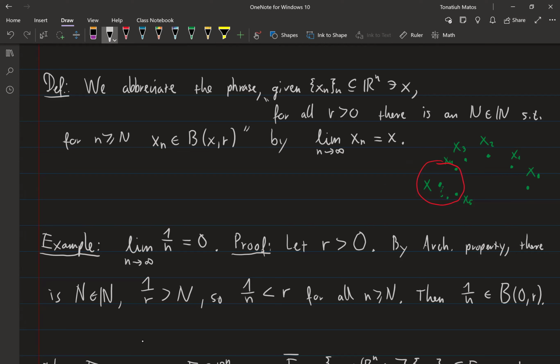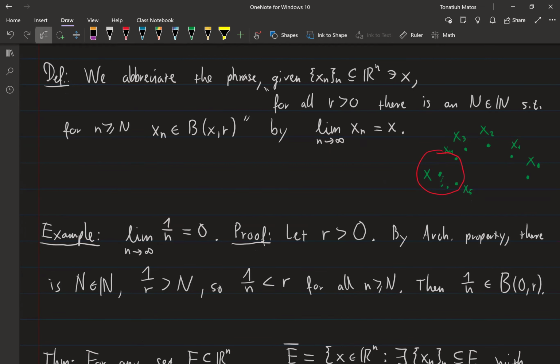We do need the Archimedean property. And a lot of people neglect this because 1 over n is usually treated as equivalent to this arbitrary r, arbitrary epsilon. Other people will call this r and epsilon, and it's the exact same idea. Now, why did I care about defining sequences?